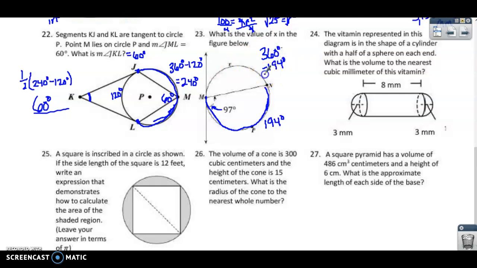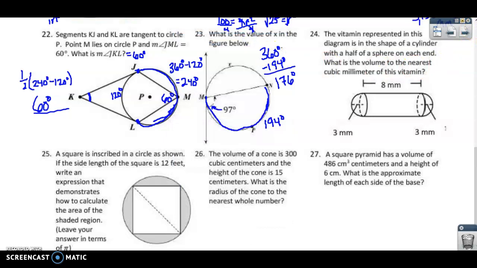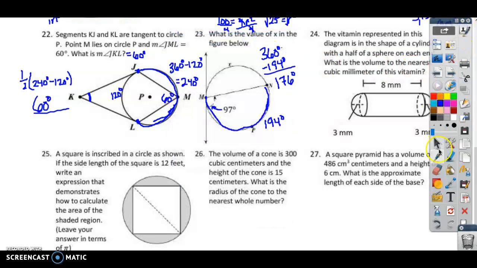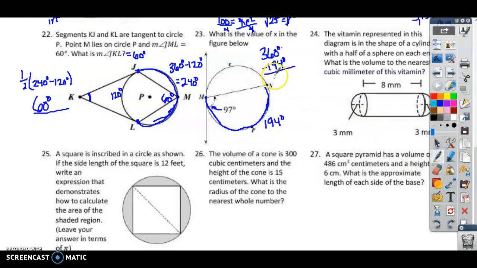So that angle with vertex on the circle measures 1/2 of its intercepted arc. So do some subtraction here. You end up with what, 176 degrees? We'll double check myself here. 360 minus 194, 166 degrees. Oh, excuse me. Math's a little off today. Let's go ahead and fix that really quickly. That's 166 degrees. There we go.